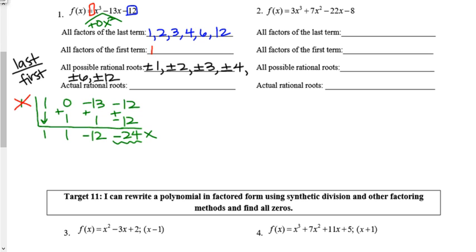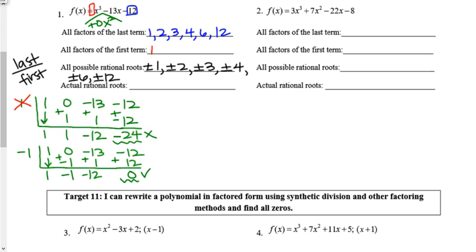So 1 is not a rational root. Doesn't work. Let's try something else. I'm just going to keep going in the simple way. I'm going to try negative 1. 1, 0, negative 13, negative 12. 1 times negative 1 is negative 1. When I add those together, I get negative 1. Negative 1 times negative 1 is positive 1. When I add that to negative 13, I get negative 12. Negative 1 times negative 12 is positive 12, and there we go. That's going to get me 0. So that works, which means that negative 1 is a rational root.